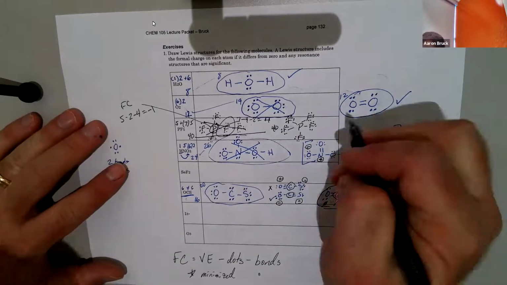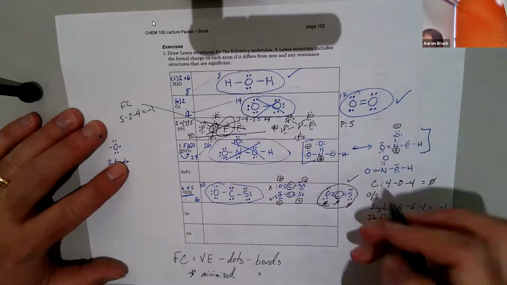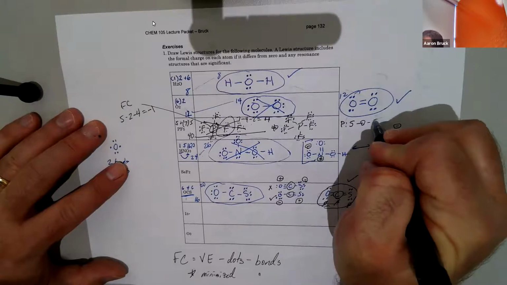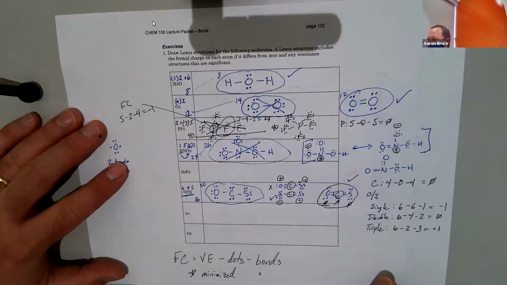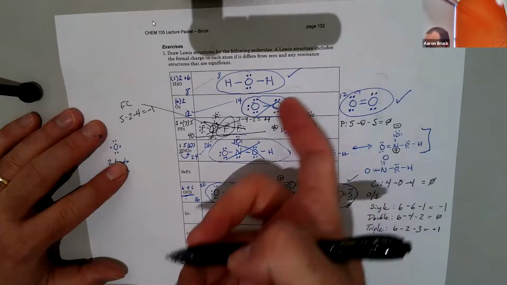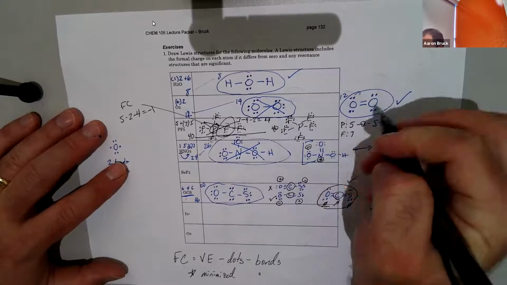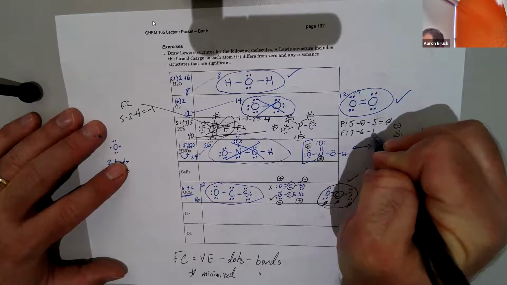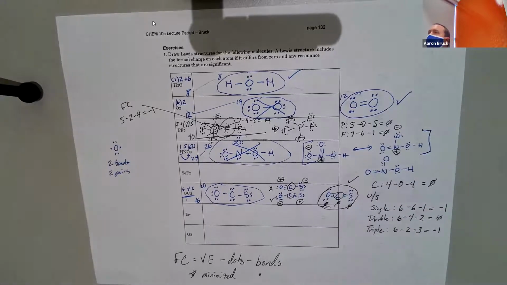From a formal charge standpoint, phosphorus, 5 valence electrons, no dots, 5 bonds, no charge. All of the fluorines are the same. 7 valence electrons, 6 dots, 1 bond. No formal charge there either.